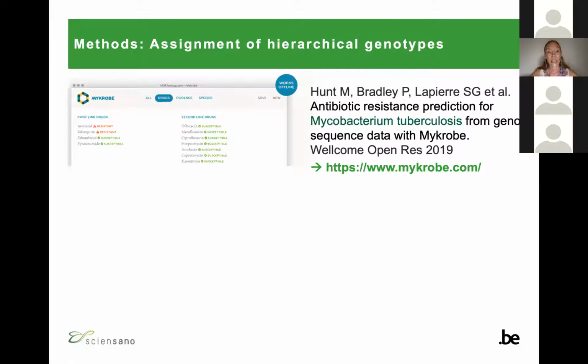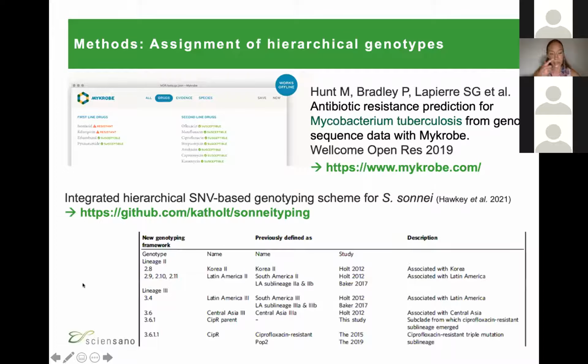Another tool that we used was used to assign hierarchical genotypes. And this was originally developed to detect and predict antibiotic resistance in Mycobacterium tuberculosis from genome sequencing. And it's called Mykrobe. This is also open source software available to everybody and is now also available for Mycobacterium tuberculosis, Shigella sonnei, and I think also for streptococci. And so based on this first tool, there was another group led by Kat Holt in the UK, and they extended this tool to be able to perform hierarchical SNP-based genotyping for Shigella sonnei.